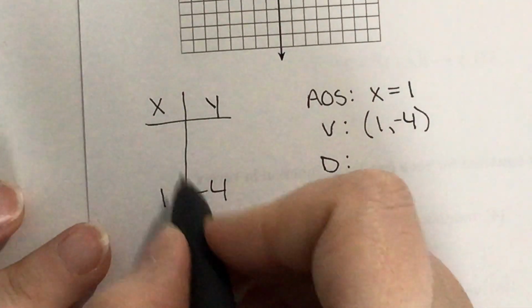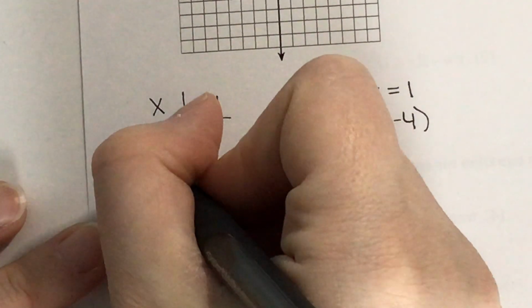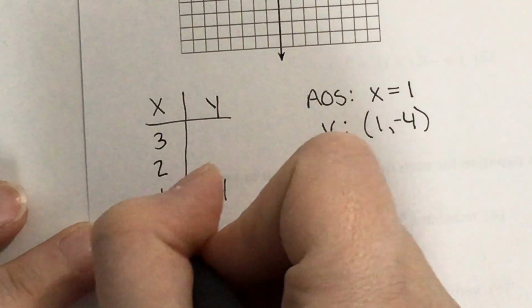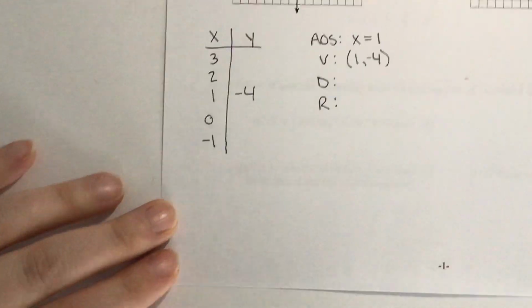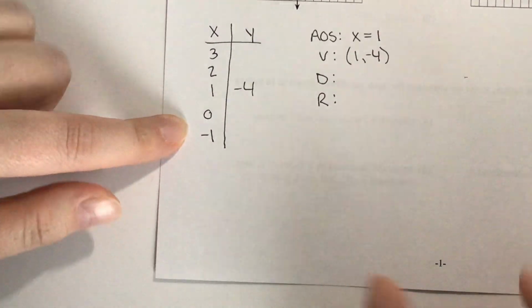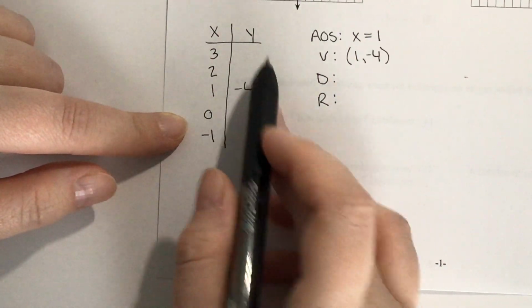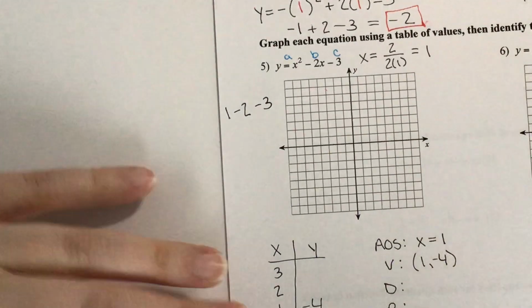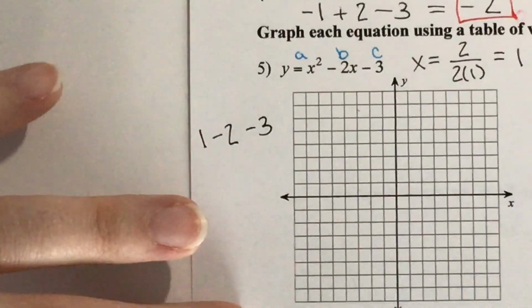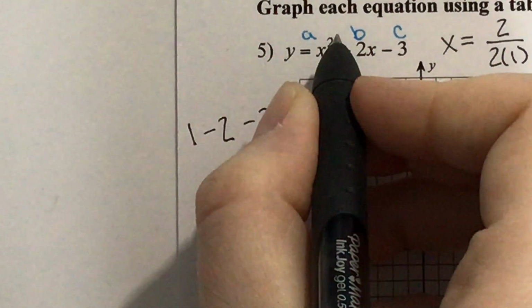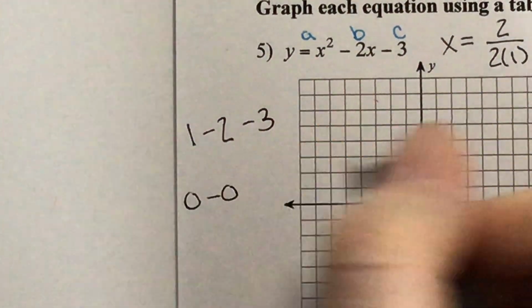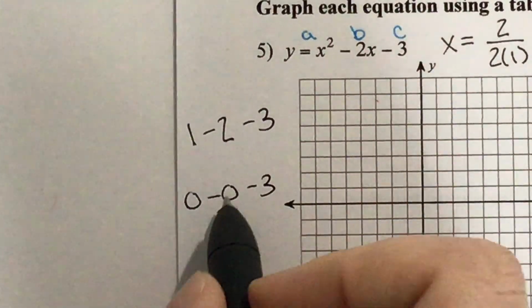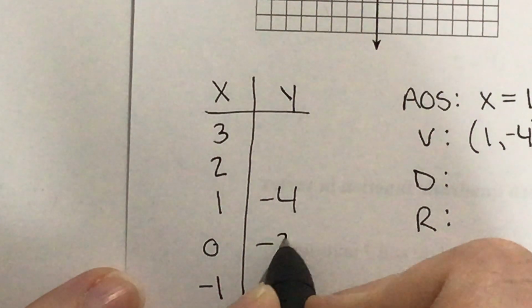All right, I need to plug in a few more numbers. Remember, we go 2 higher, 2 lower. Okay, so I have plenty of space down here where I can plug these in if I want. So I'll do 0 and 1. Remember, it's symmetry, so I can just kind of fill it in as I go. I'll do it up here. 0 and negative 1. So 0 squared would be 0. Negative 2 times 0 would be 0. And then minus 3. So 0 minus 3 is negative 3. So going down to my table, 0, negative 3, 2, negative 3.